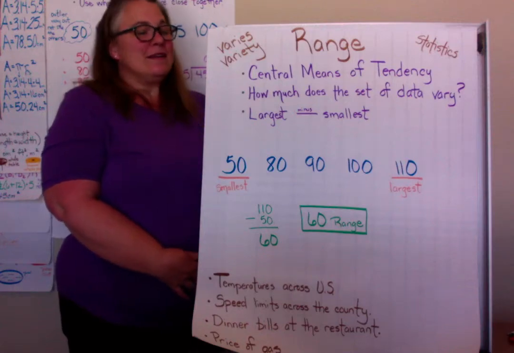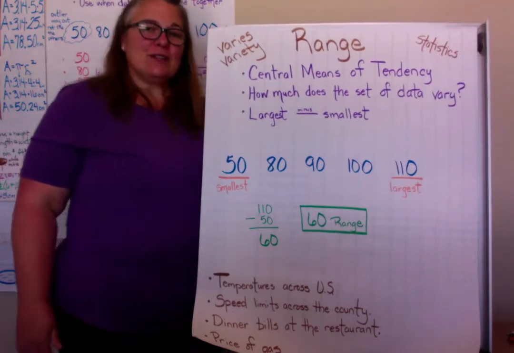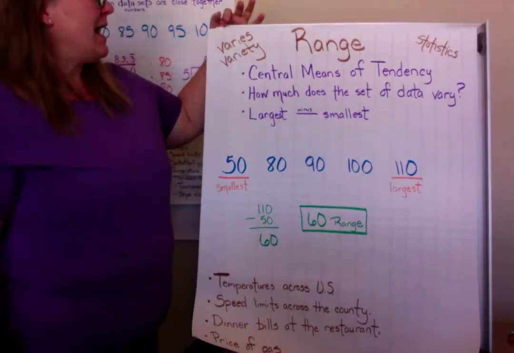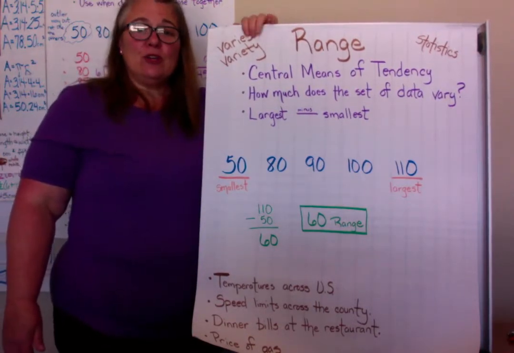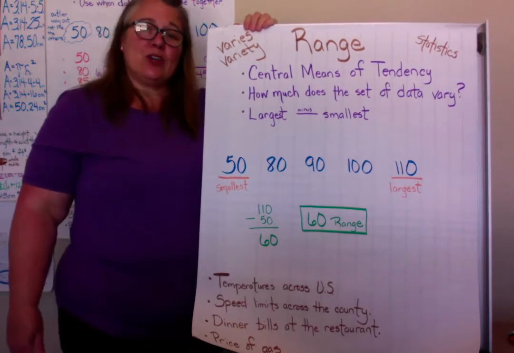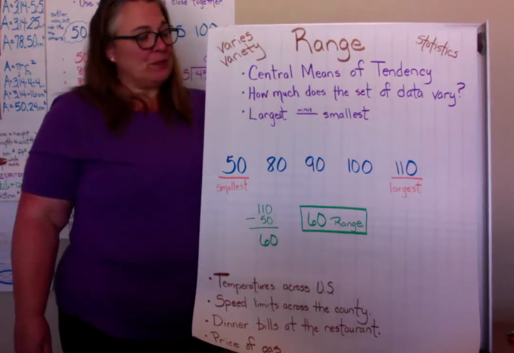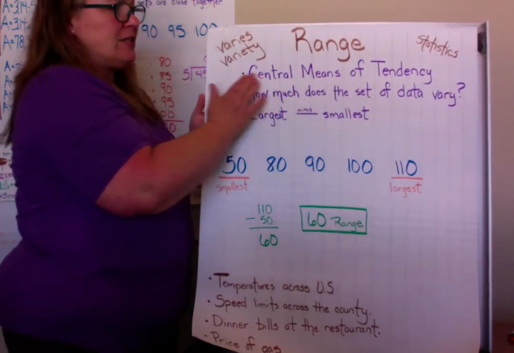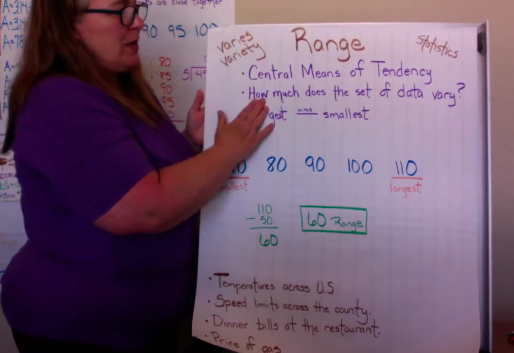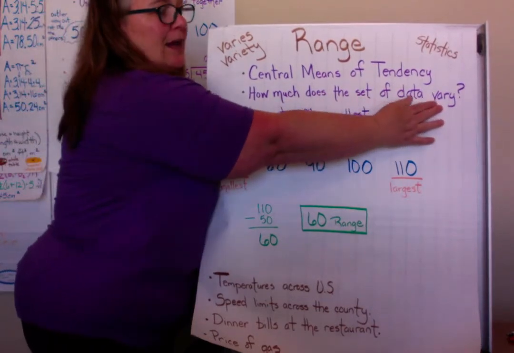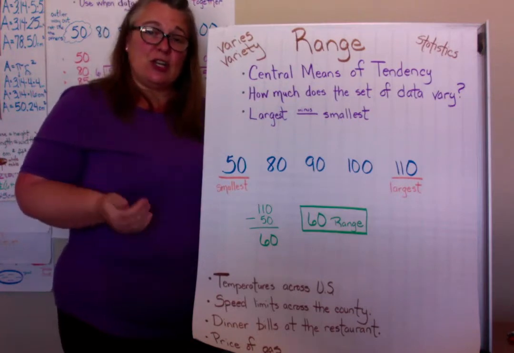Good morning. There's one more in this section after this, but today we're talking about range. Range, you will see, has also the words variety or varies. They'll use those words on a word problem saying, well, what shows the variety or what shows how it varies? And you would say, oh, that's range. Range is also part of the central means of tendency. And you're going to use it when you're talking about a set of data and how much it varies. So how much it differs, how much it's changing.